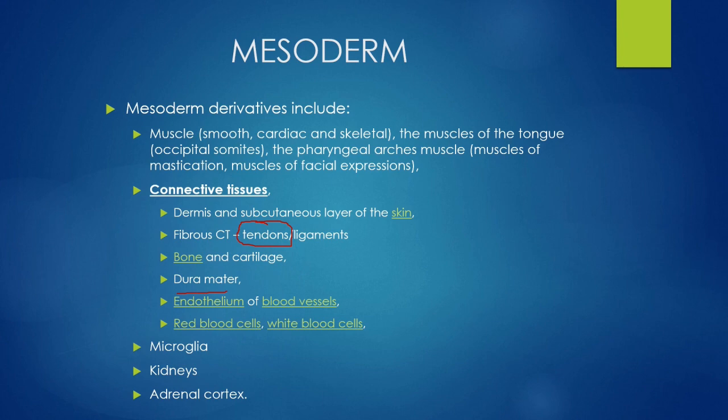Also, from the embryonic mesoderm, we get the microglia, such as the astrocytes and ependymal cells of the nervous system. The kidneys are derived from mesoderm, and the adrenal cortex is derived from mesoderm. So with regards to the connective tissues, let's trace the development of the embryonic mesoderm into the various forms and various types of the connective tissues.